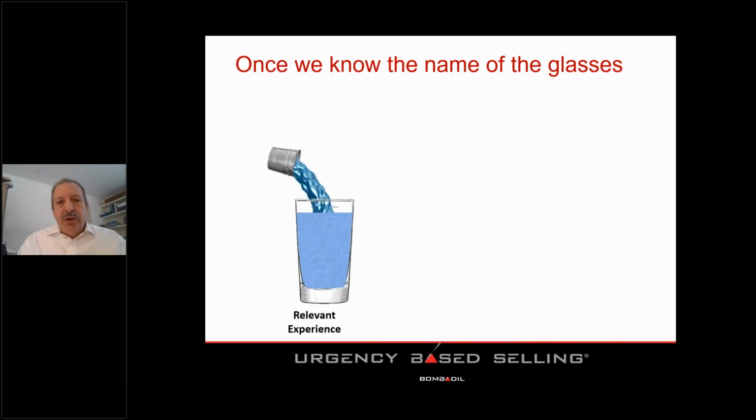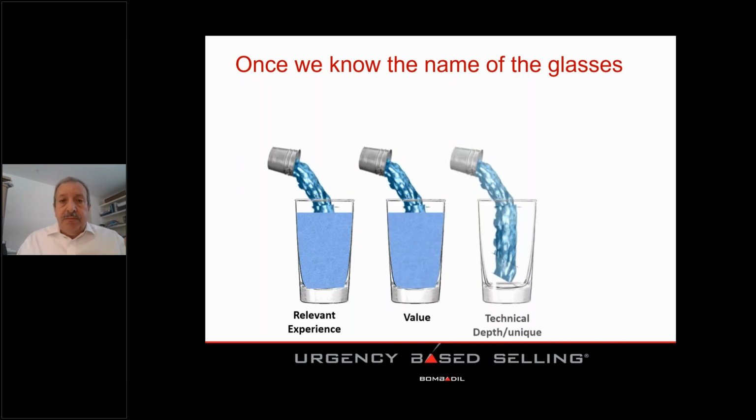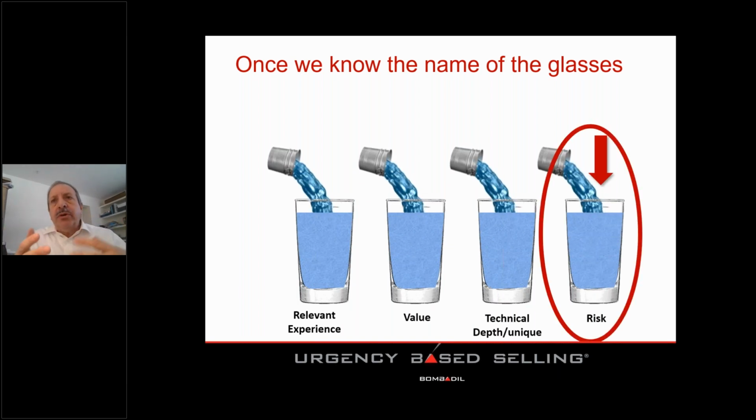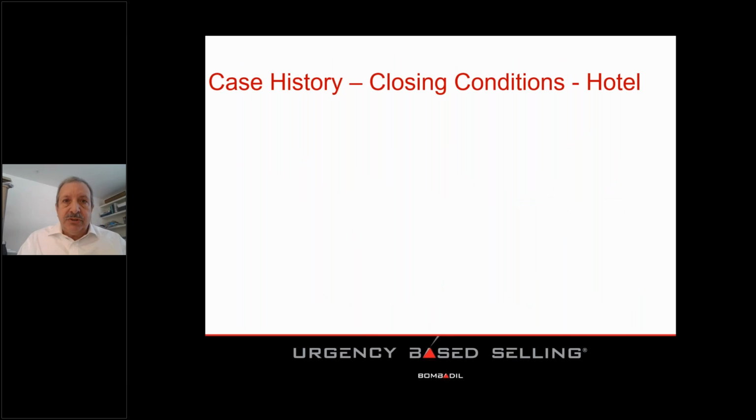Of course, once we know the names of the glasses, then we can fill the glasses, which means meet those conditions. Now, we're not always going to be a fit. Once we learn the closing conditions, we may discover it's not a fit. But I don't consider that an objection. I consider that not a fit. So the key underlying issue is, are you discovering the closing conditions? And if you are, if we can meet them, and if we develop a defendable position, and this is through the questioning, there shouldn't be objections.